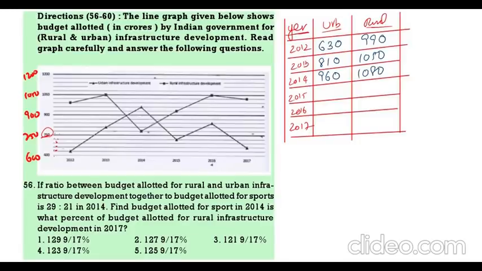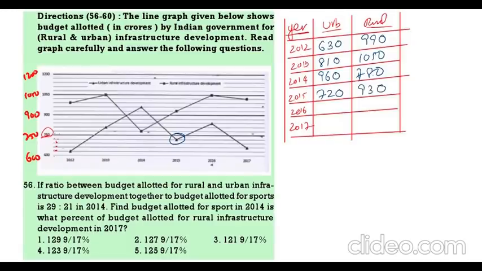2014, not 1080, 780. Sorry. 2014 it is 780, not 180, 780. 2015, this value is one line below 750. So you take 720. 720 is urban. Rural, it is 900 above the first line. That means 930.